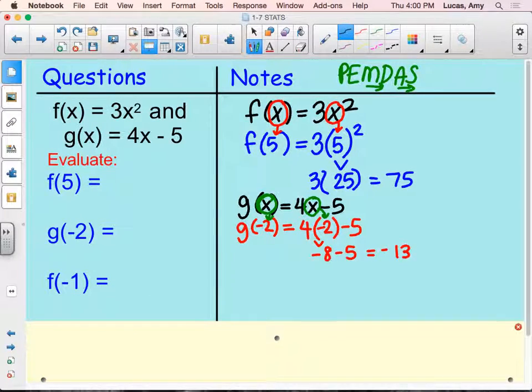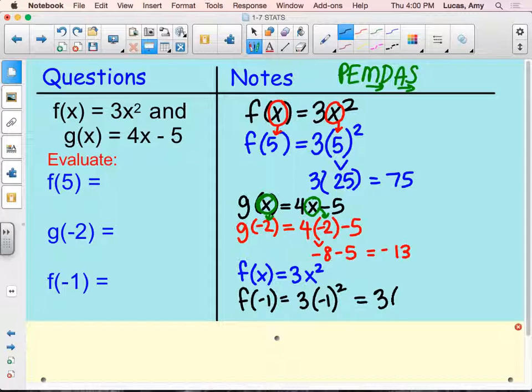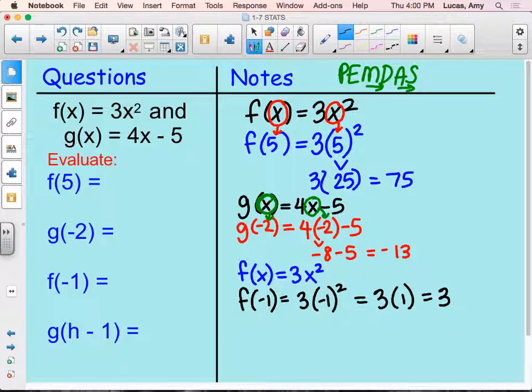Next, we have f of -1. So going back to my first function, f of x equals 3x squared. And now we're replacing the x with a negative 1. So replace both x's with negative 1. Negative 1 squared is positive 1. So 3 times 1 is 3. So f of negative 1 equals 3.